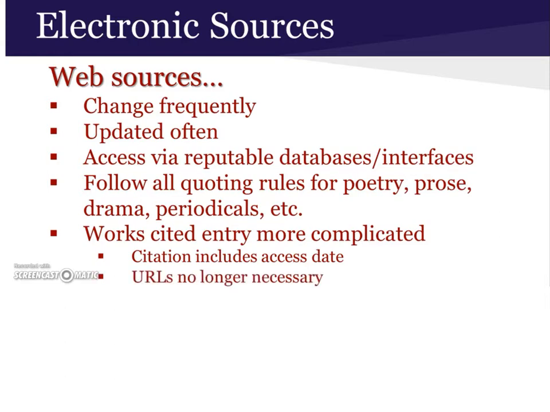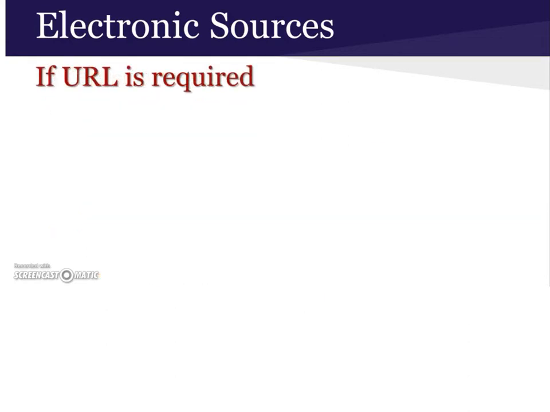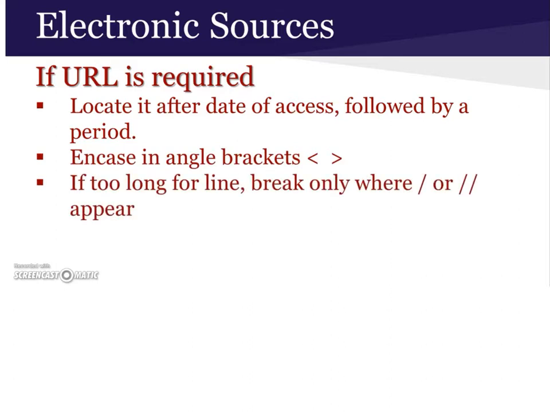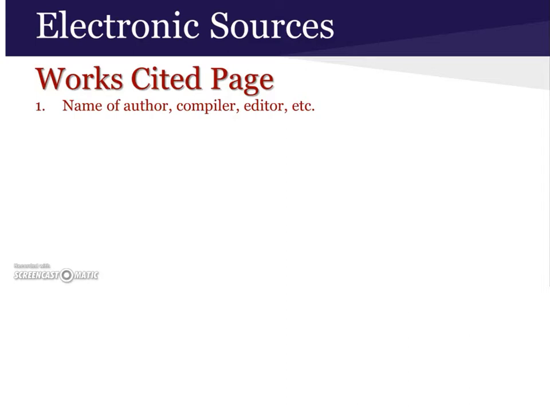Now, URLs are no longer necessary on your Works Cited entry unless the information cannot be found otherwise, or unless your instructor requires it. So, if you need to include the URL, you put it after the date of access plus a period and a space. You enclose it in angle brackets. And if it doesn't fit on your line, you break it only where there is a single slash or a double slash. Here's what a Works Cited entry for a work found only on the web would look like.